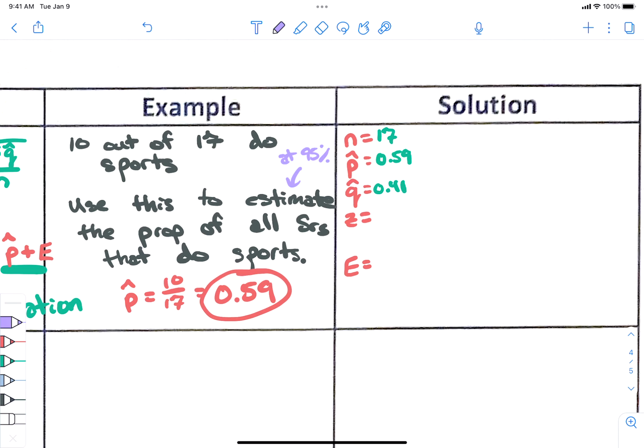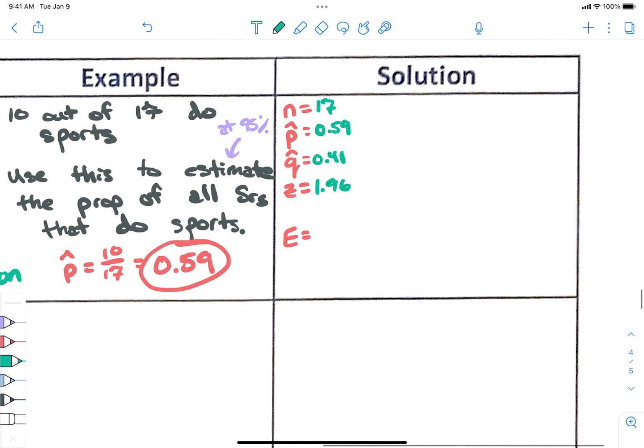Okay, if we're doing 95%, how do I figure out what Z is? The bottom corner, right? Is it 1.96? Yeah, 1.96. These are numbers that you've seen before, like 1.96 or 1.645 or whatever, okay? The error is what we have to calculate. So we do 1.96 times the square root of P hat, 0.59, times Q hat, 0.41, all over 17. And we calculate the error.